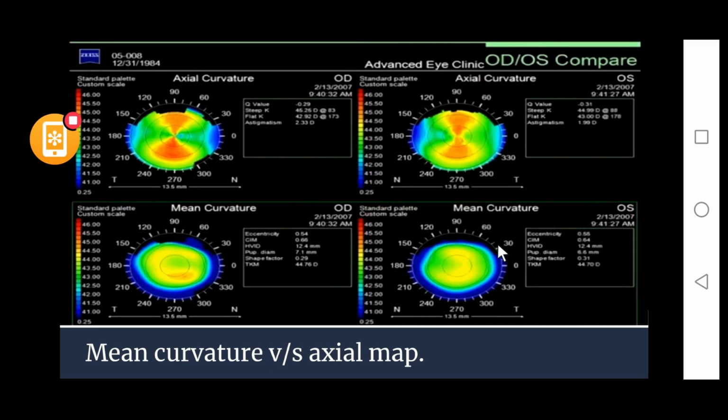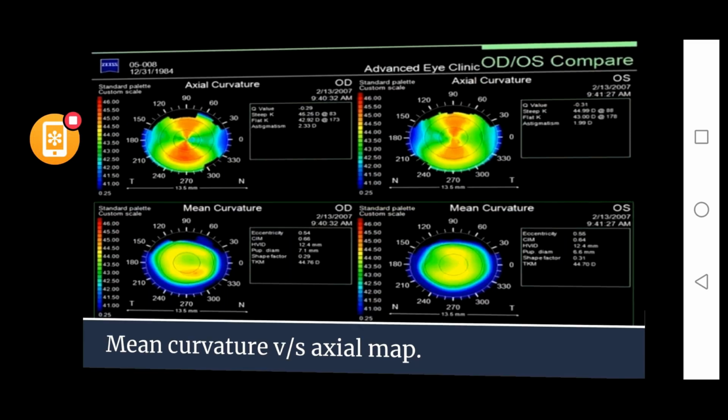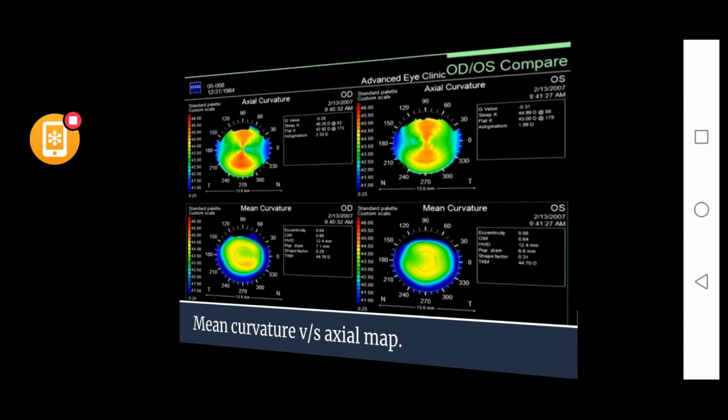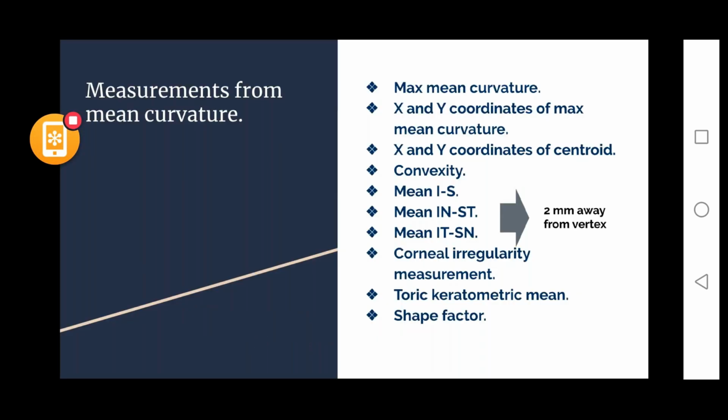Now, when is the mean curvature used? First things first, if you need to analyze how your ortho-K lens is doing, or how the result is post-operatively in LASIK patients, you can find that out in this. And there are a few values which we acquire from the mean curvature map. All these values are later used in something known as Pathfinder 2.